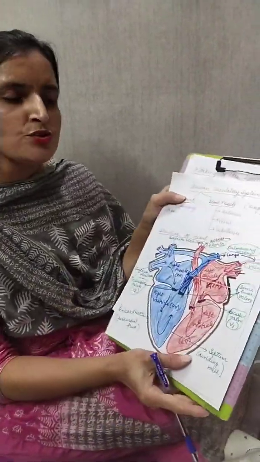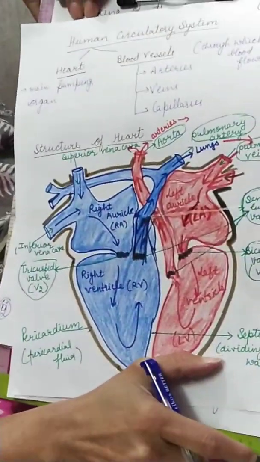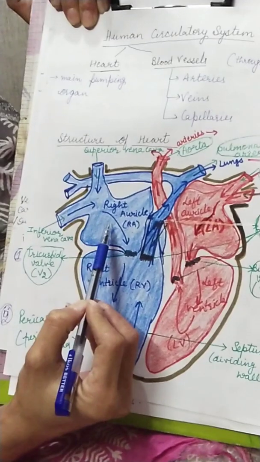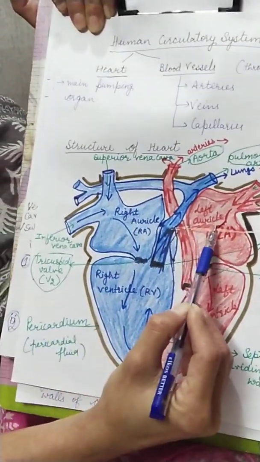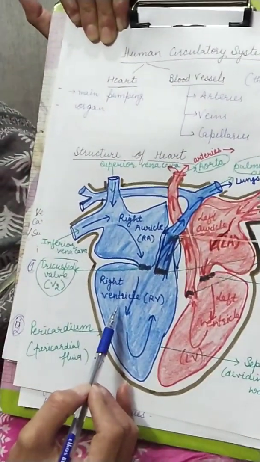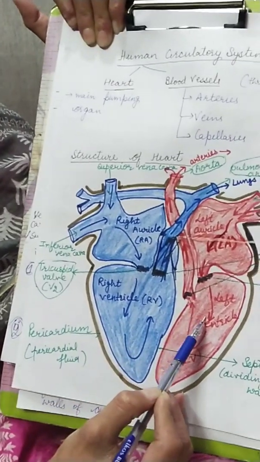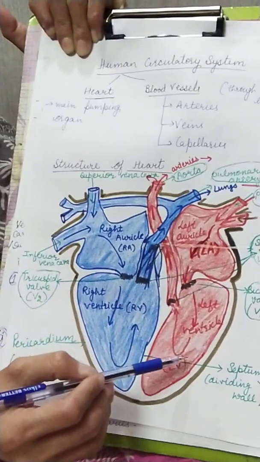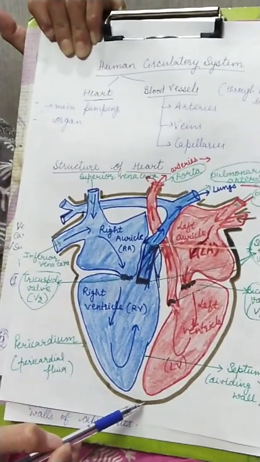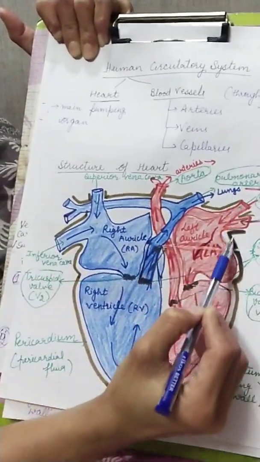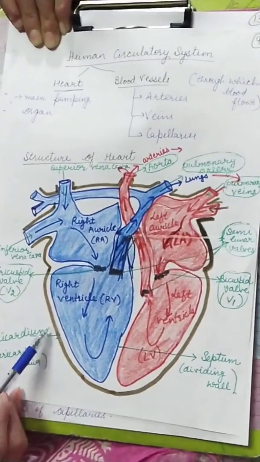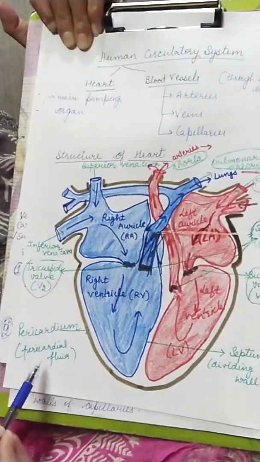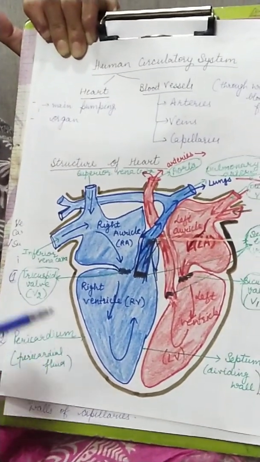The heart, as I told you, consists of 4 chambers, the 2 auricles and 2 ventricles. The 2 auricles are the right auricle and left auricle. The 2 ventricles are the right ventricle and left ventricle. The right side of the heart is separated from the left side through a septum. The heart is enclosed in a sac-like structure called the pericardium, which is filled with pericardial fluid.